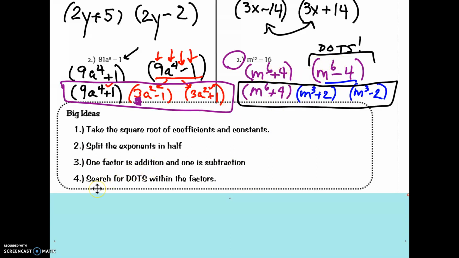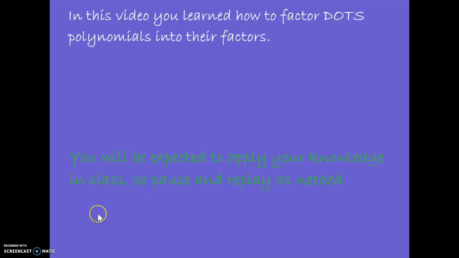And the last thing you need to make sure that you do, now that we know that factoring can keep going sometimes, is you need to search for differences of squares within the factors that you just found. Make sure that you can't keep simplifying it further. So keeping this in mind, you can flip to the back and see if you can factor each of those expressions correctly. I will be posting a key. In this video, you learned how to factor difference of squares polynomials into their factors and making sure that you factor them completely. You will be expected to apply this knowledge in class.